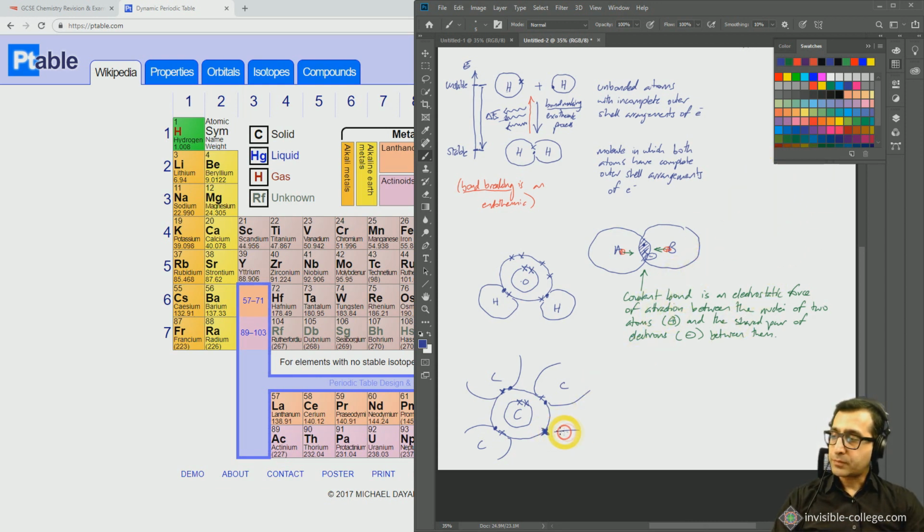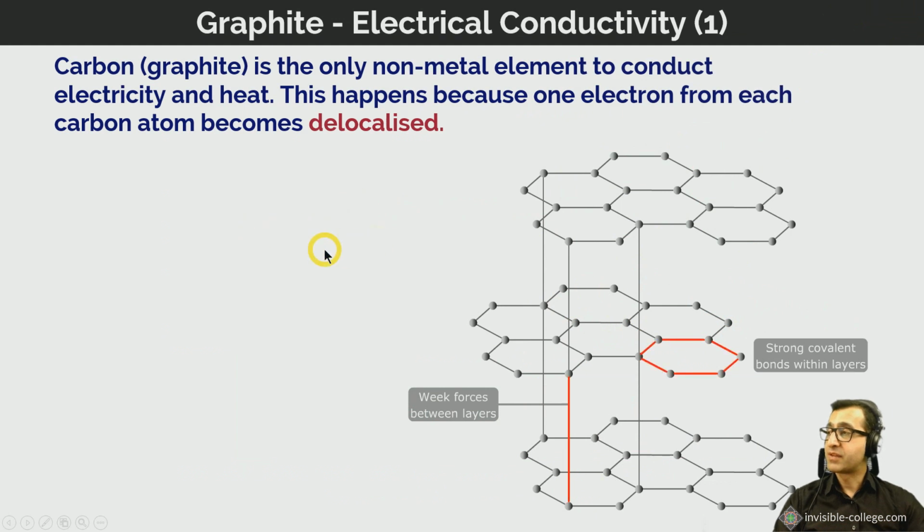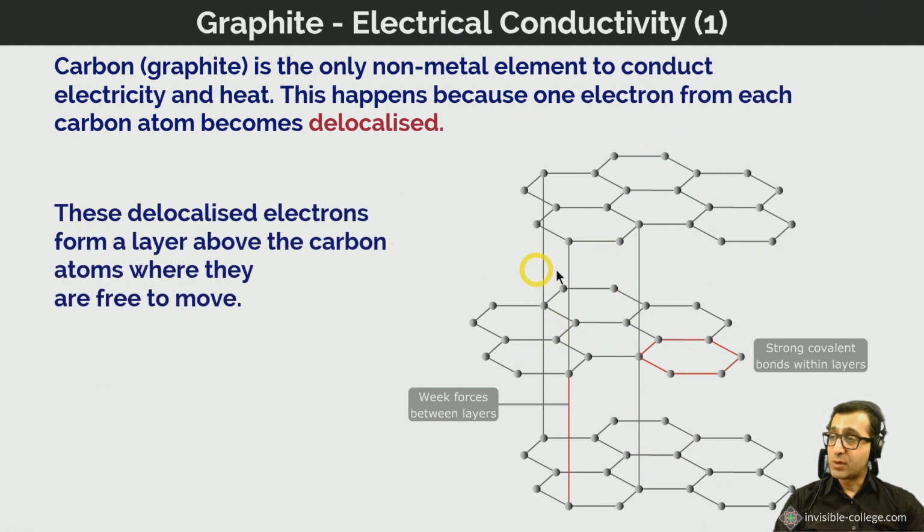So in graphite, this unshared electron from each carbon atom is delocalized. Now what I mean by delocalized is it is given up from this carbon atom and is able to move freely between the layers of carbon atoms. So these delocalized electrons literally will flow between these layers like this, the hexagonally arranged layers of carbon atoms.